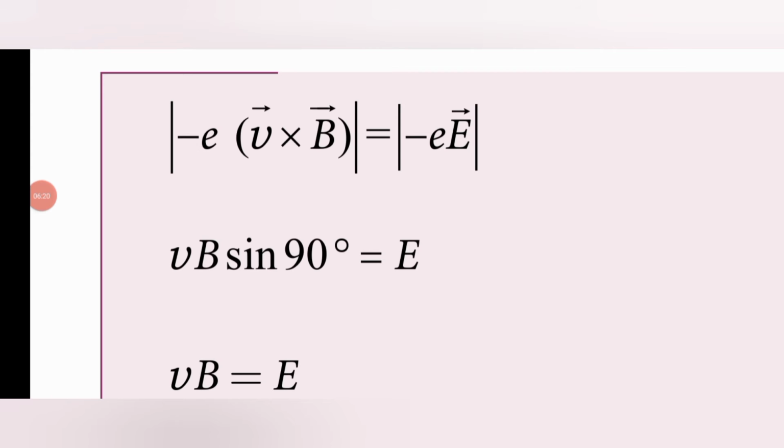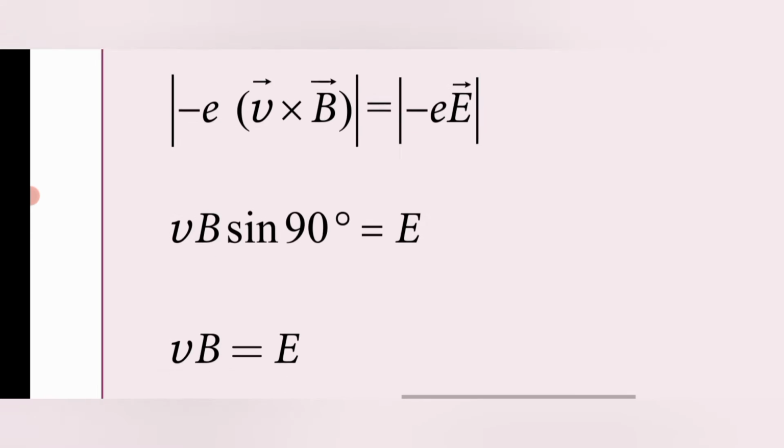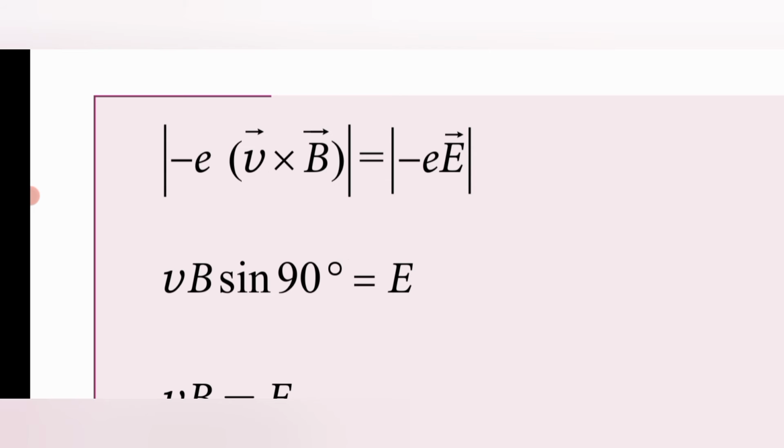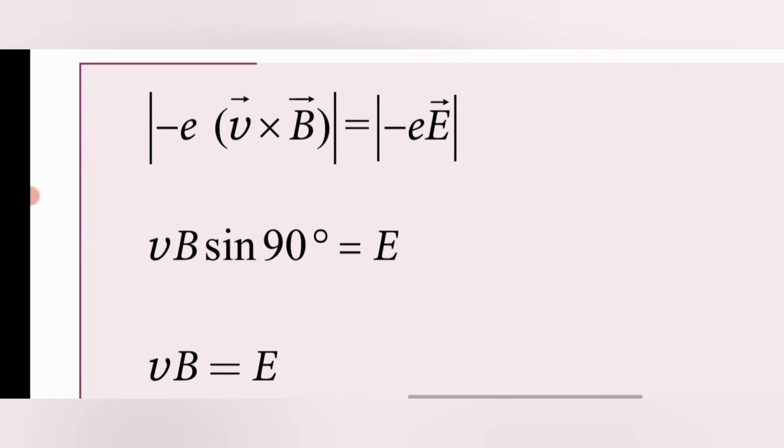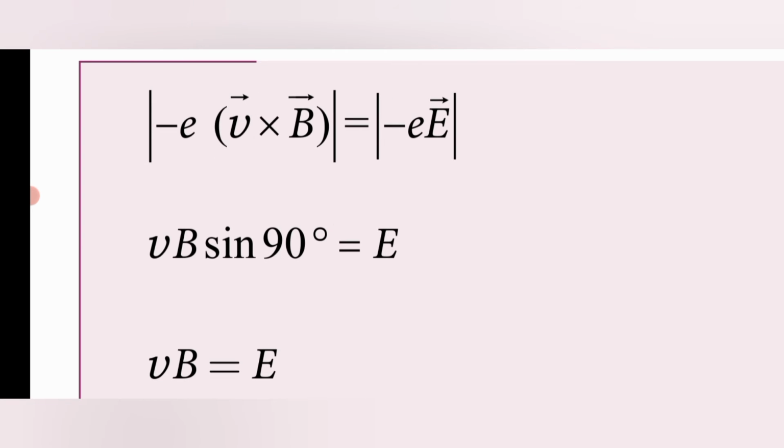So here substitute the value: FB is equal to FE. We are using the modulus, so the modulus means we have to remove the minus sign, that is, take plus or minus, and the answer is taken as a positive value. First, substitute the force of the magnetic field: minus e (v cross B) is equal to minus e E. In magnitude form we write vB sin 90 degrees.